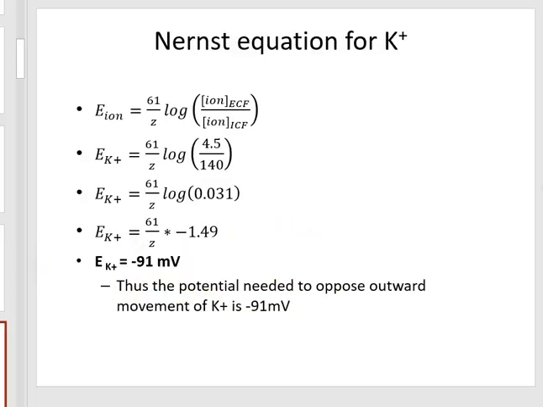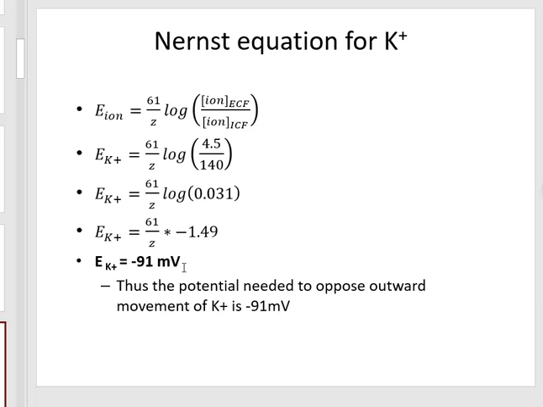So here's what it would look like if we plug the numbers in for potassium, and what we would get would be negative 90 millivolts. And that means that at negative 91 millivolts, potassium would not move out anymore. Because remember, if you open a potassium channel at the resting potential, potassium is going to flow out.